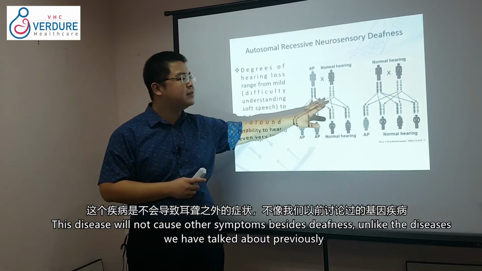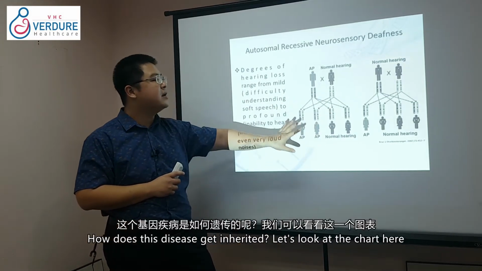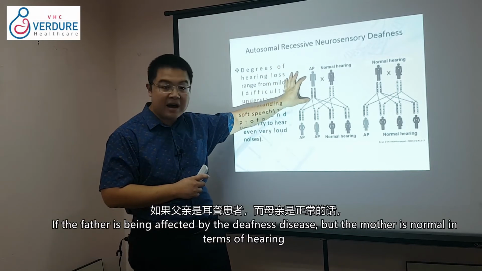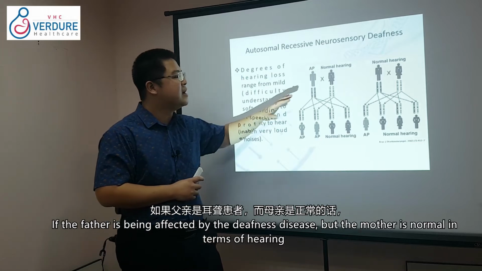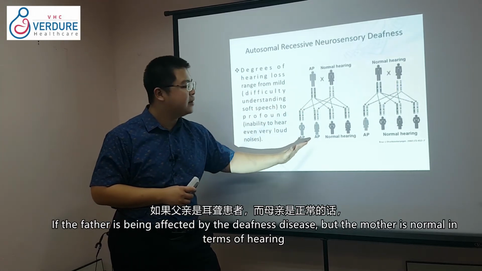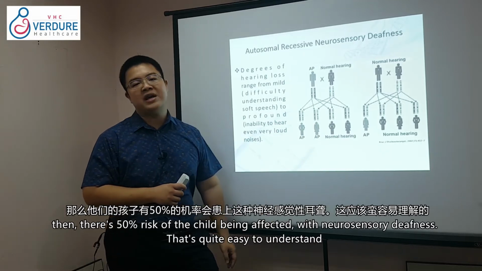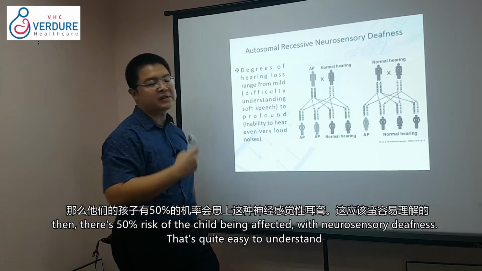But anyway, how does this get inherited? Have a look at this chart over here. If, let's say, the father is affected by this deafness disease, but the mother is normal in terms of hearing, then there is a 50% chance of the child being affected with neurosensory deafness.